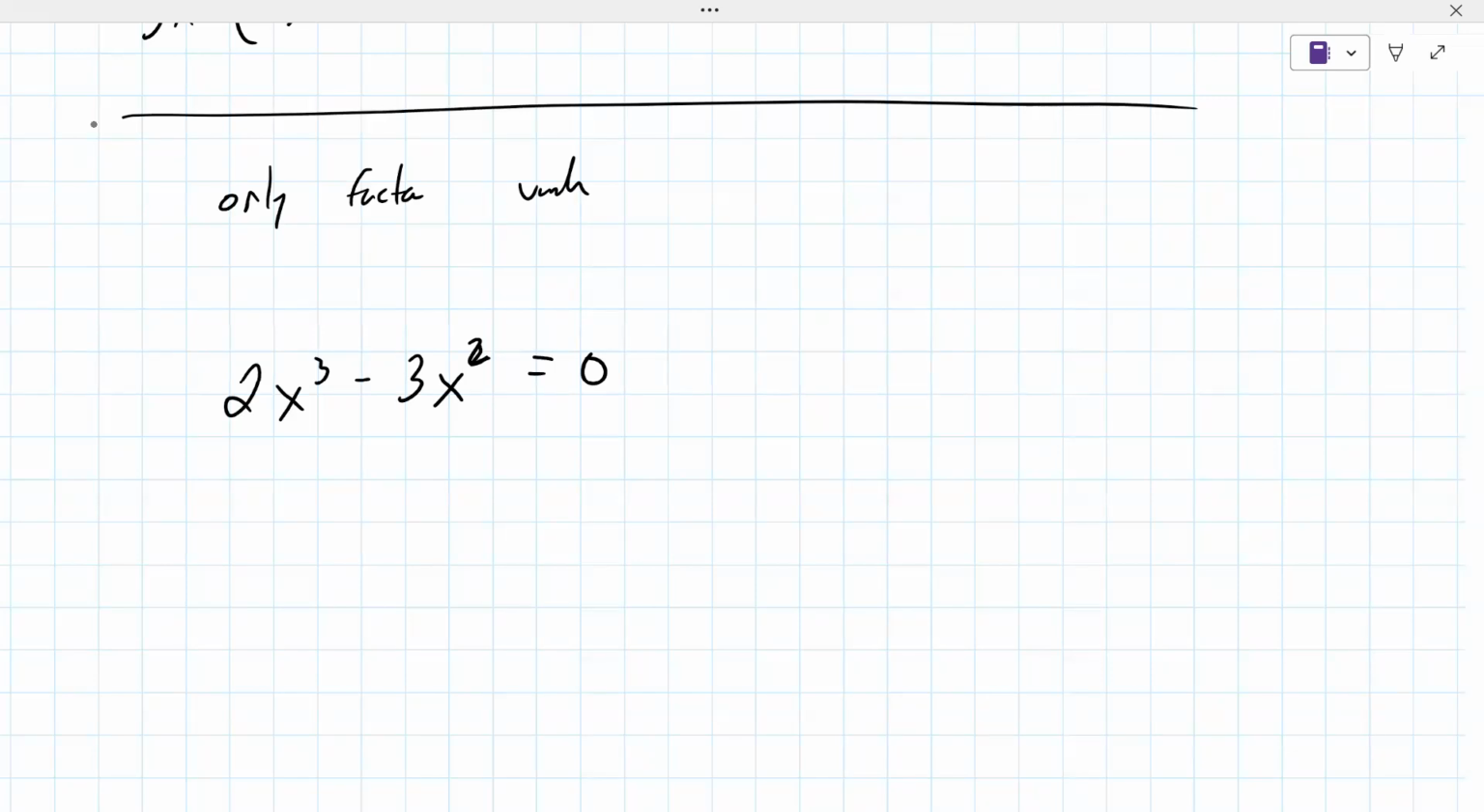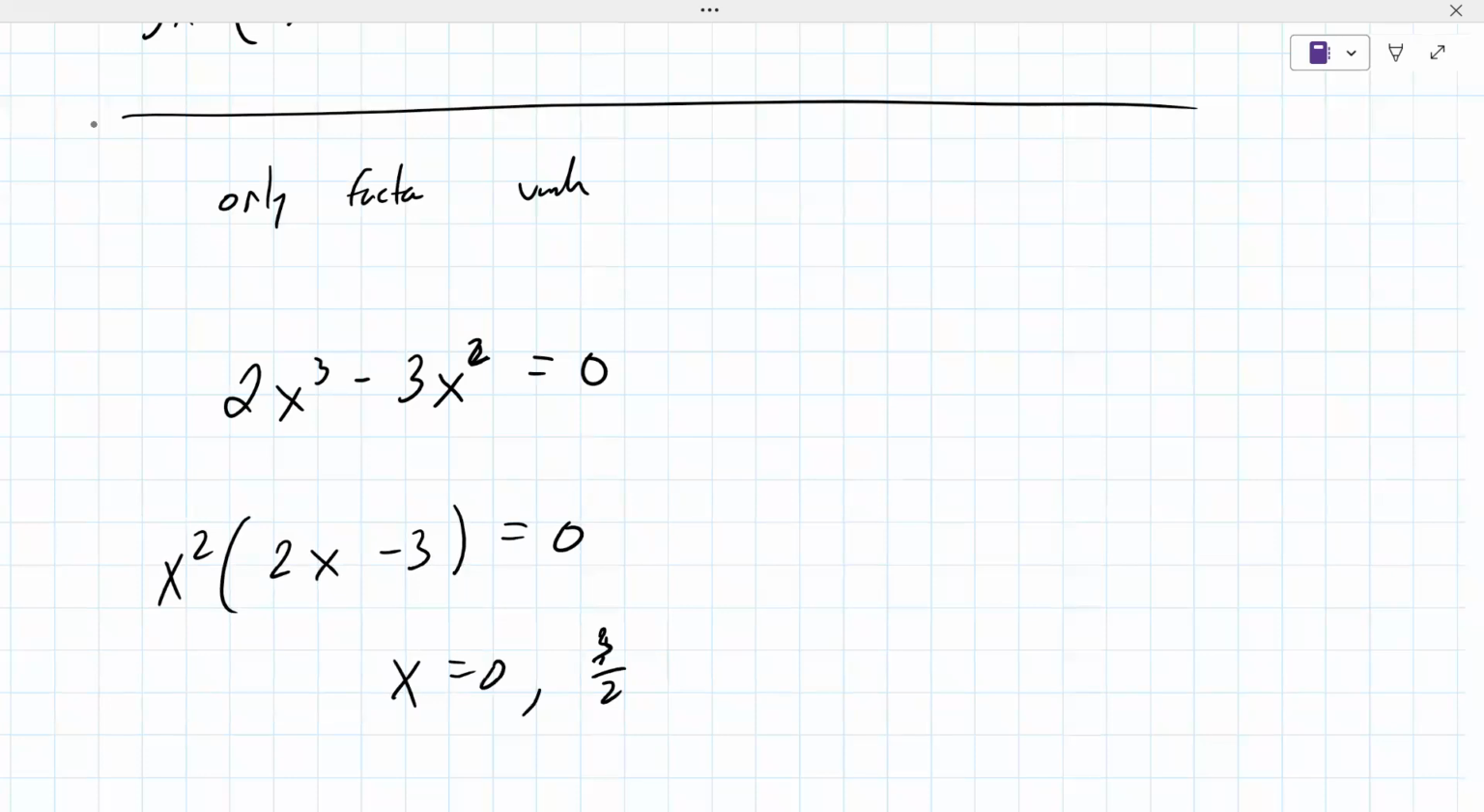Oh, am I supposed to try this? Yes. This is for you to try. Yeah, sorry about that. Is it x equals 0 and then x equals 3 over 2? Yep, you got it. Okay, so I feel like you got that down.